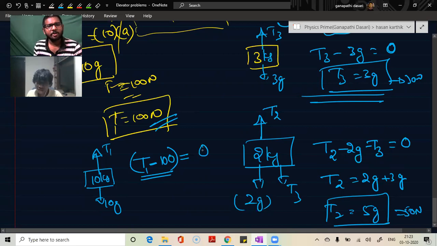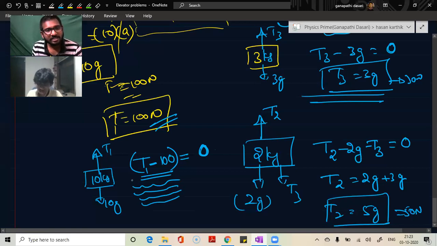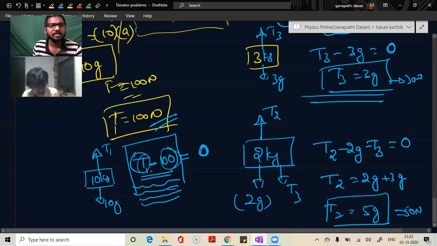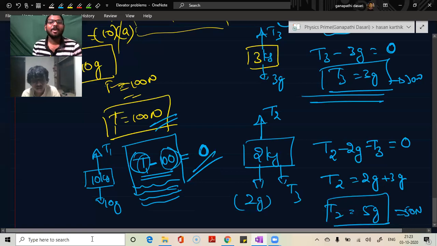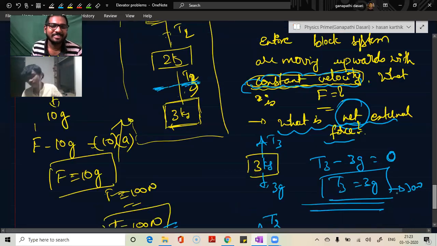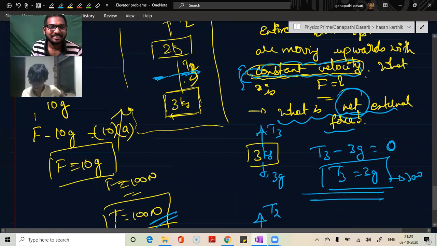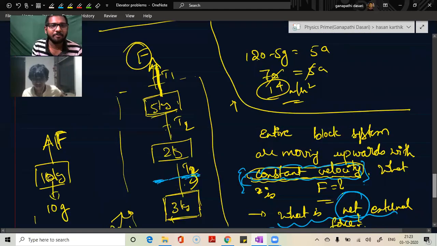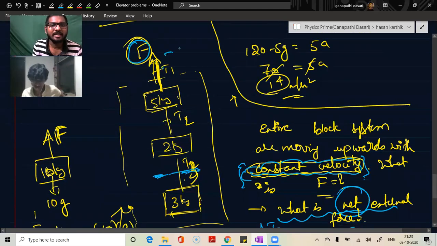0. Why 0? Because there's no acceleration. Is this the net force on the system or not? Net force on the system. T1 is an external force, 100 is also an external force. But net force is how much? 0. Because it's going with constant velocity, net force should be 0. That is as simple as that. But if the examiner asks what is this force F or T1, that is equal to 100 Newtons, that we'll accept.